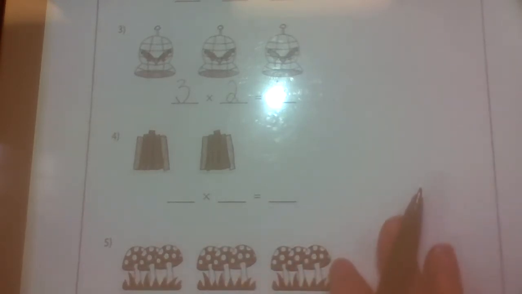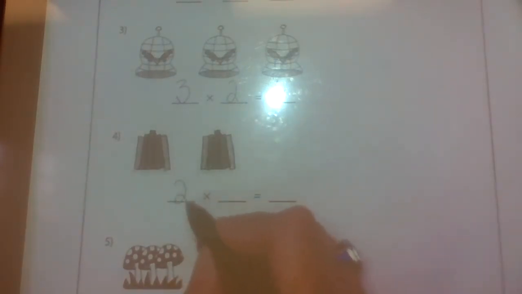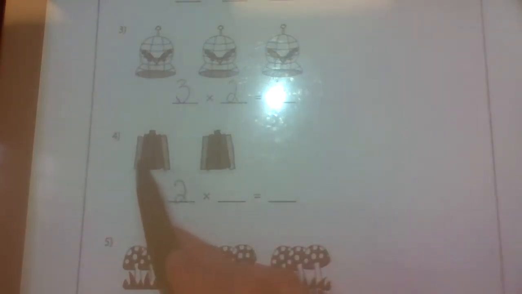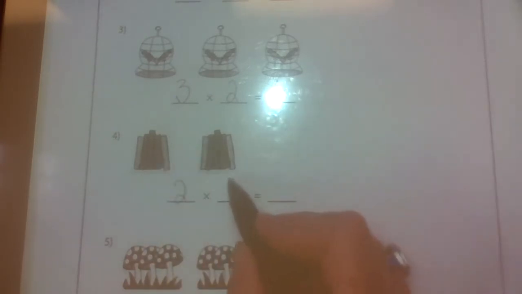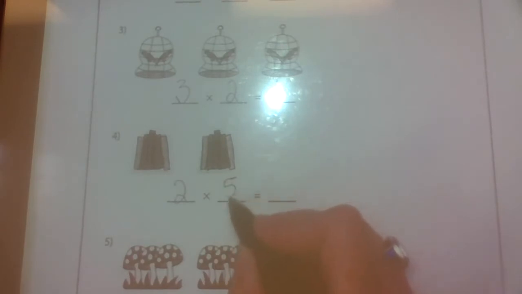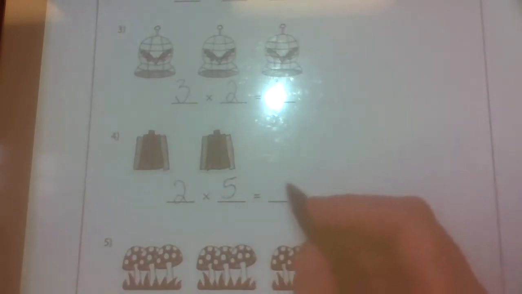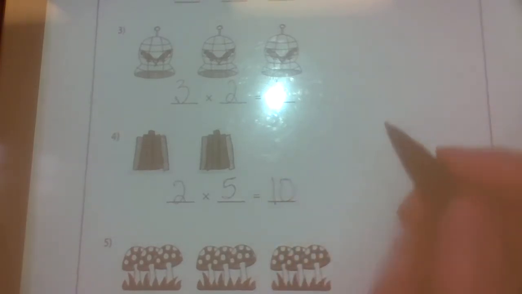All right, let's do number 4. These are groups of books. How many groups? 2. How many books are there? 1, 2, 3, 4, 5. They each have 5 in the group. 2 times 5, remember that's a double. 5 plus 5 is 10. 2 times 5 equals 10.